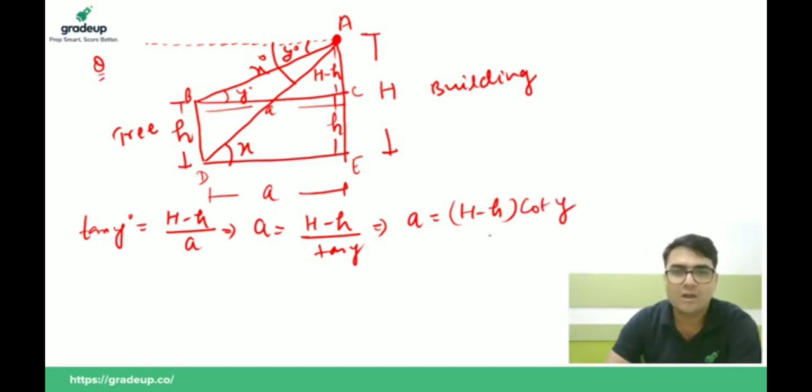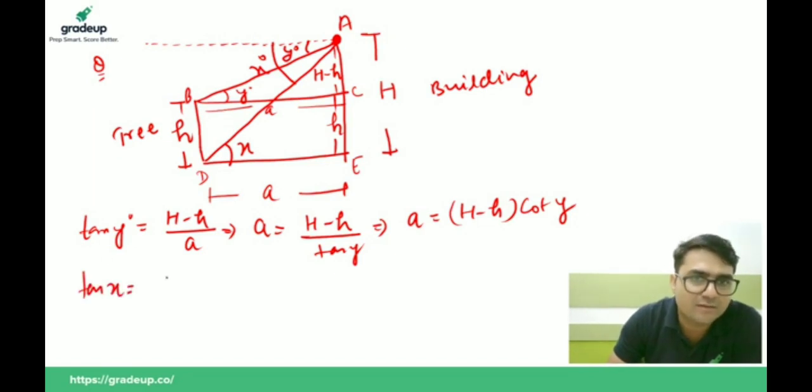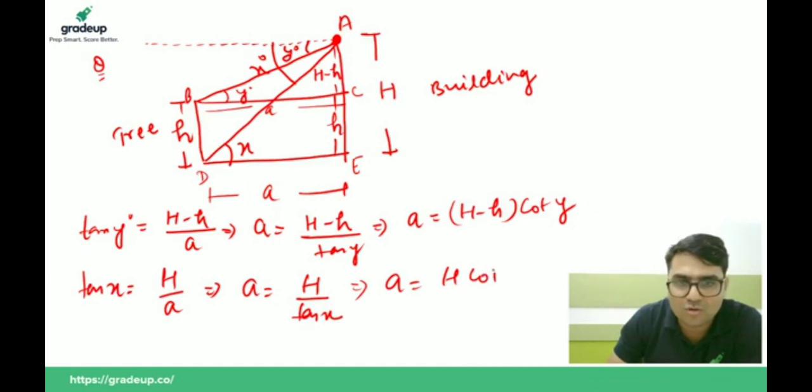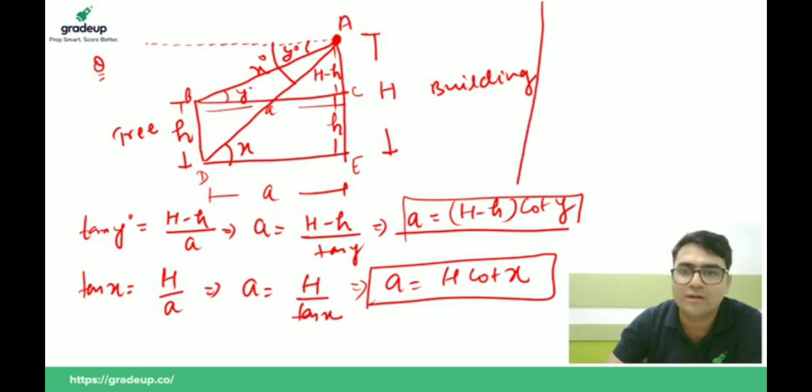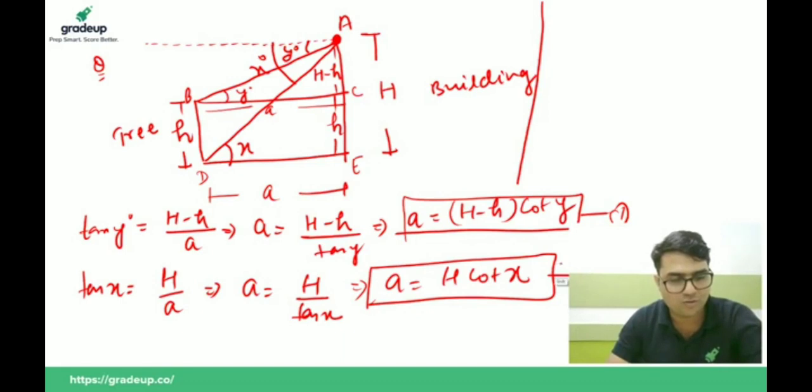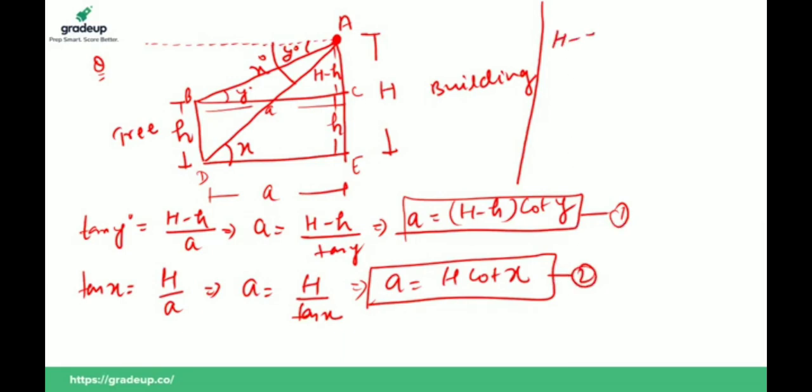All right. Now in this triangle ADE, if I take tan x, what is it? h upon a. Then a will be equal to h upon tan x, so a will be equal to h cot x. Now since this is equal to a, and this is equal to a, we can equate both the equations. On equating equation 1 and 2, what we get? (H minus h) cot y is equal to h cot x. So after multiplying this, H cot y minus h cot y is equal to h cot x.